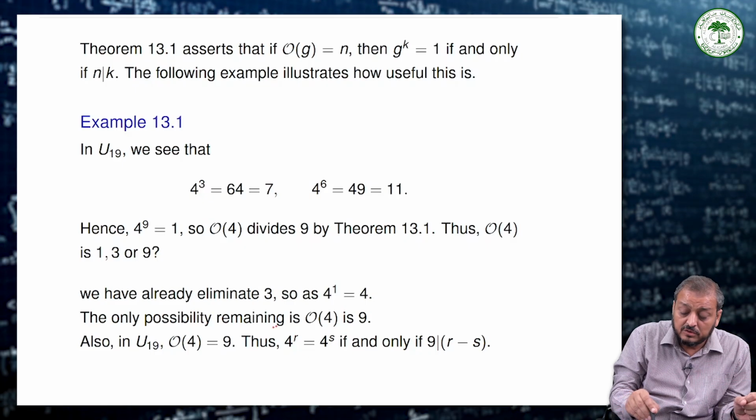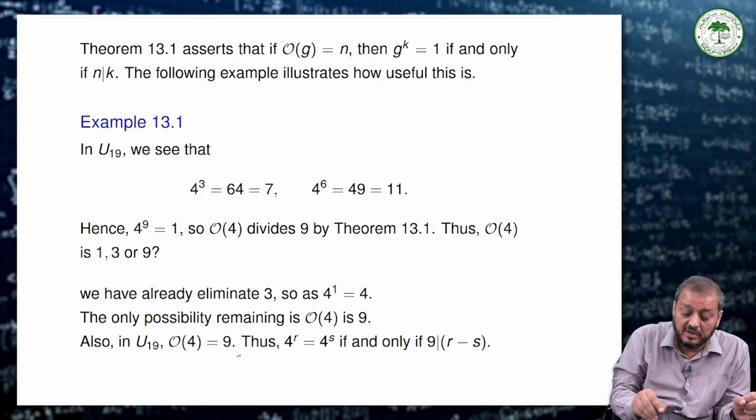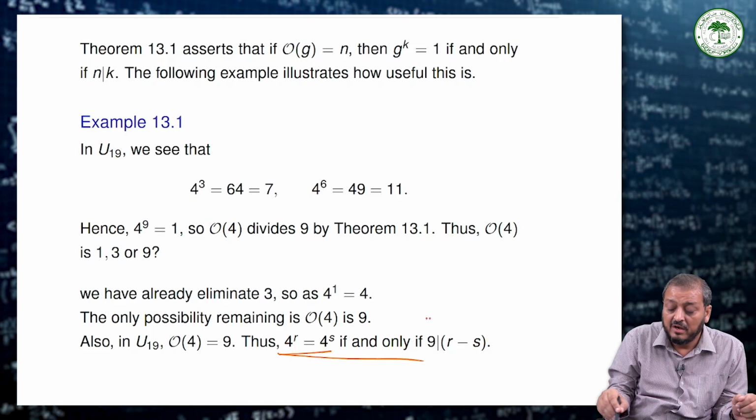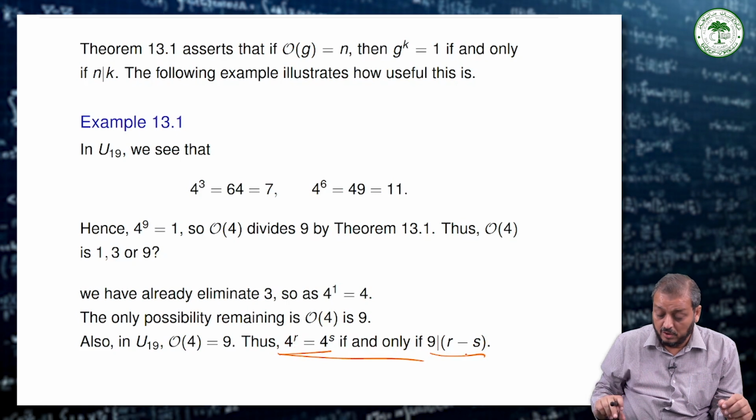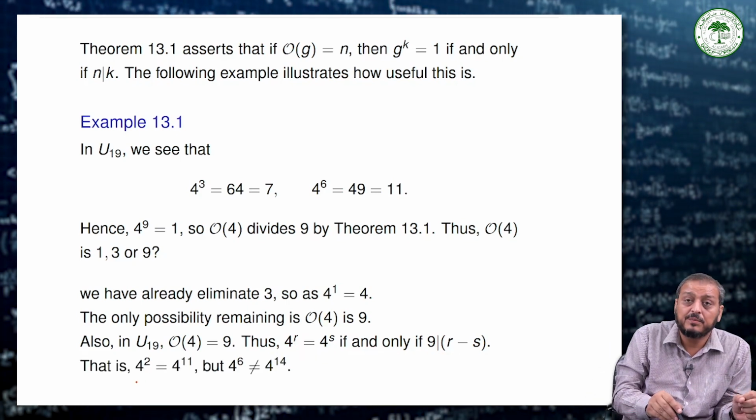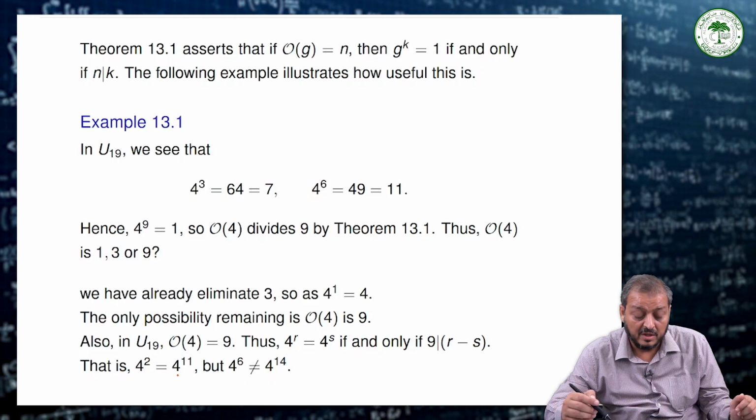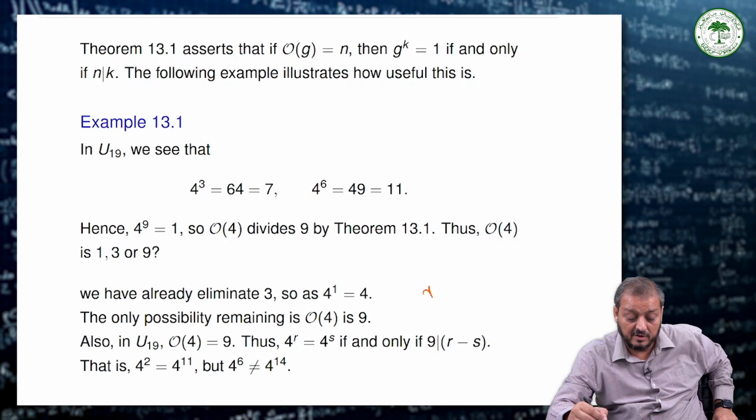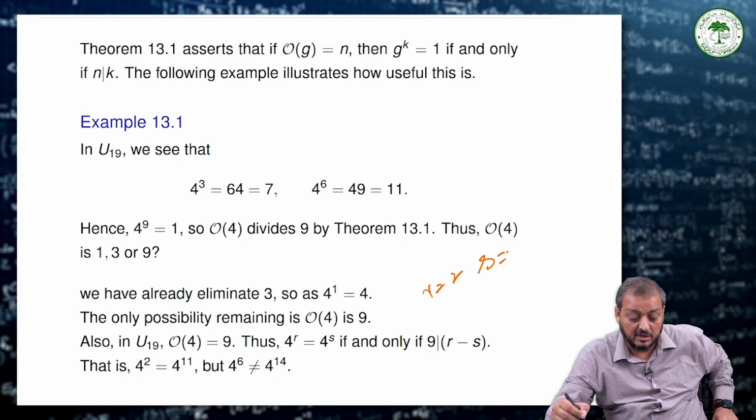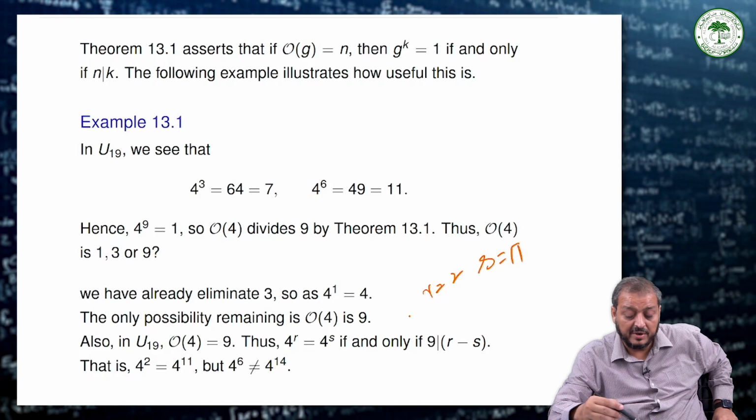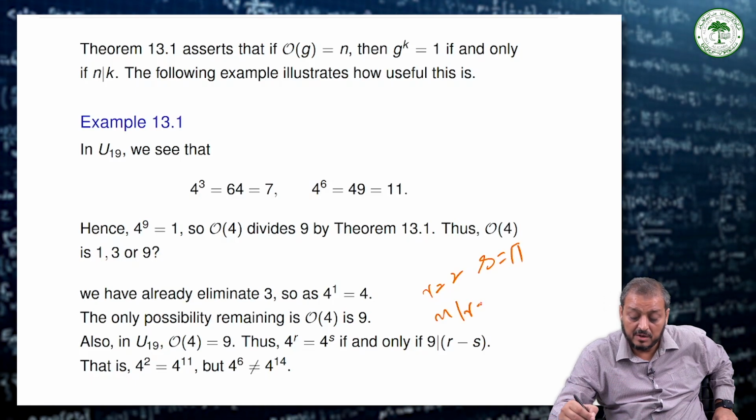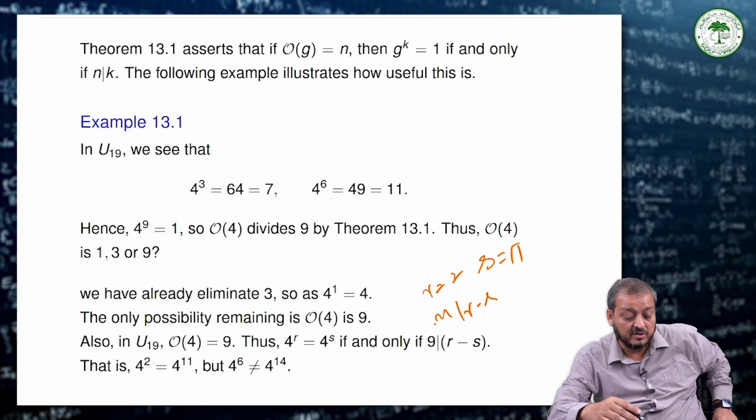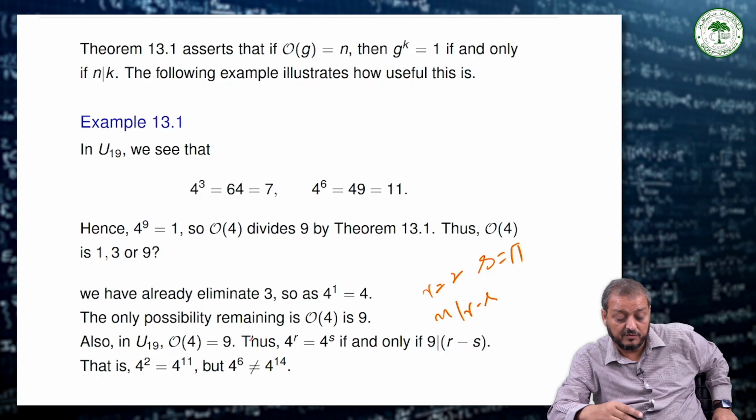So, this means the order of 4 is equal to 9, and 4 to the power r and 4 to the power s are the same power when 9 divides r minus s. So, we take 4 to the power 2 and 4 to the power 11, which are the same, because taking r equal to 2 and s equal to 11, by the property n should divide r minus s, and here n is clearly 9, the order of this is equal to 9.